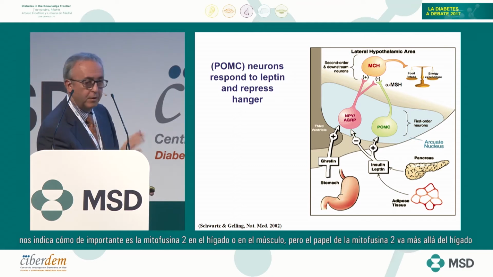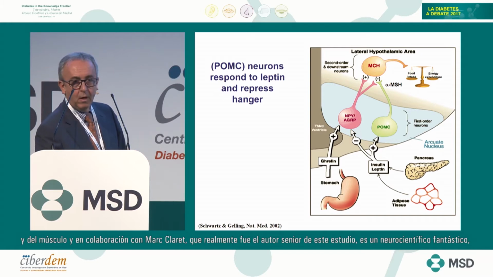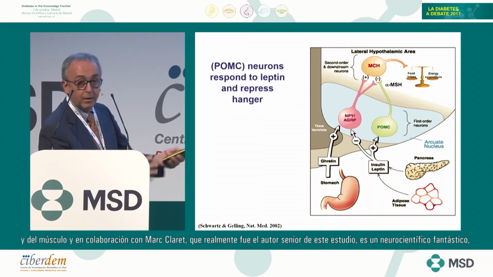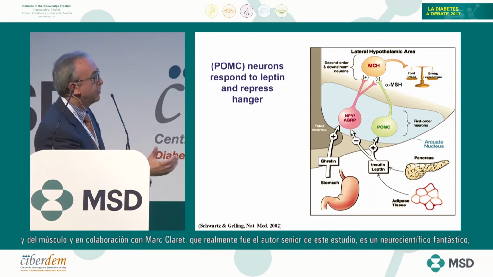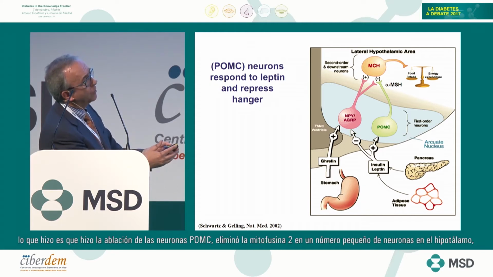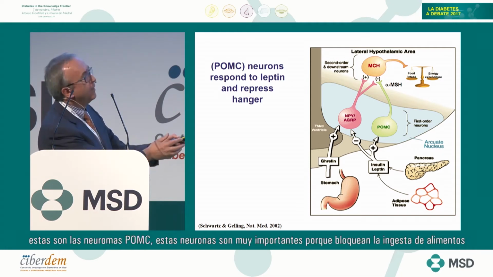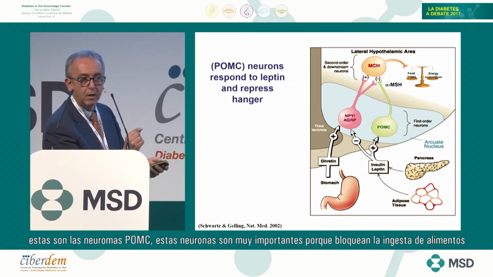But this role of mitofusin 2 goes beyond liver or muscle. In collaboration with Marc Claret, in fact, Marc Claret was really the senior author in this study. He is an extremely good neuroscientist. What he did is he ablated mitofusin 2 in POMC neurons. He eliminated mitofusin 2 in a very small number of neurons in the hypothalamus. These are the POMC neurons. These neurons are very important because they block food intake.